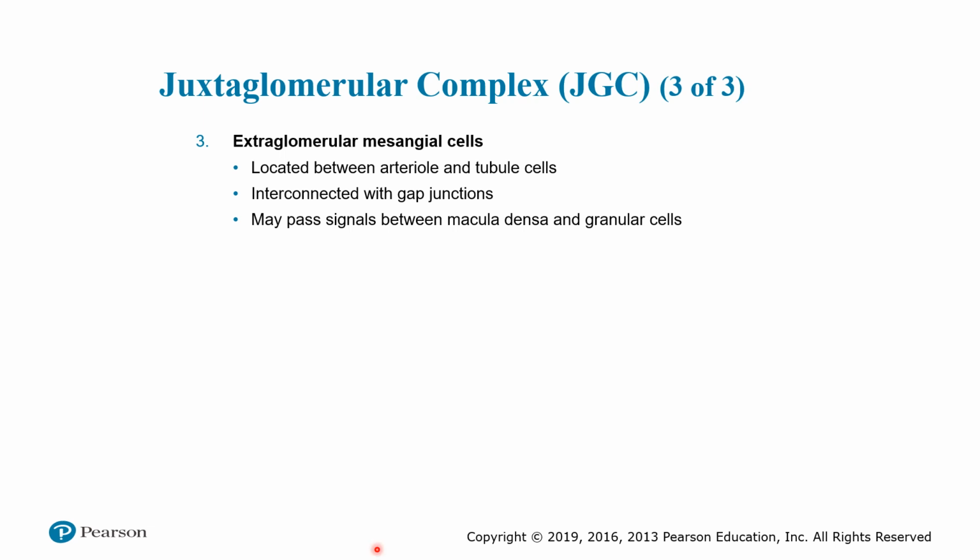Then there is a third type of cells present in the juxtaglomerular complex. These are known as mesangial cells. What are these extraglomerular mesangial cells? They are located between the arteriole and the tubule cells. They are interconnected with gap junctions, and they may pass signals between the macula densa and the granular cells.